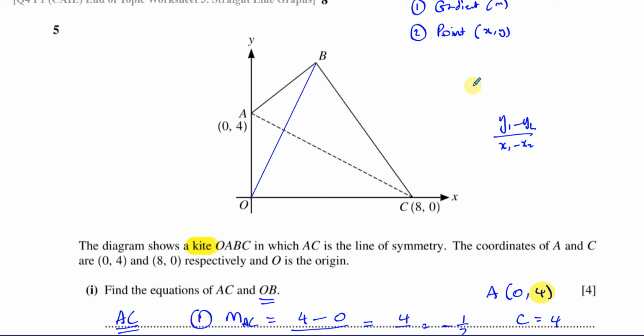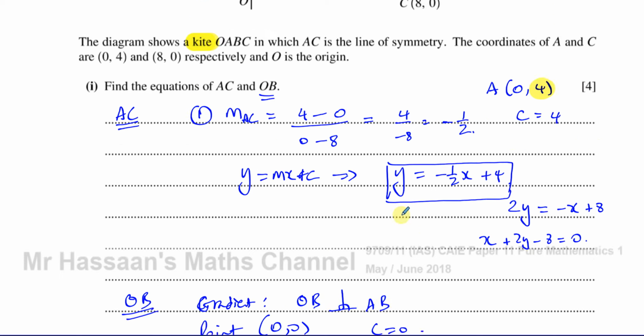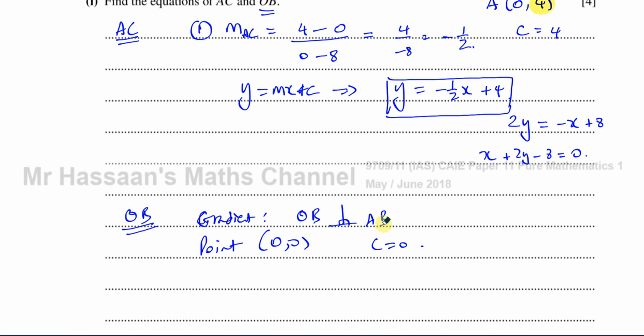Well, what we have to understand from the properties of a kite is that the diagonals intersect at 90 degrees. So this angle here is 90 degrees, which means OB and AC are perpendicular. So we can say OB is perpendicular to AC. Sorry, to AC, not AB. It's perpendicular to AC.